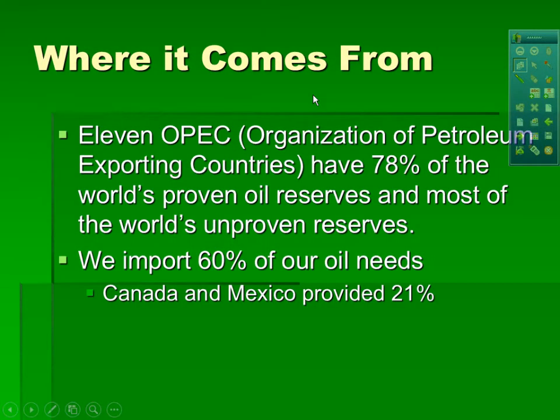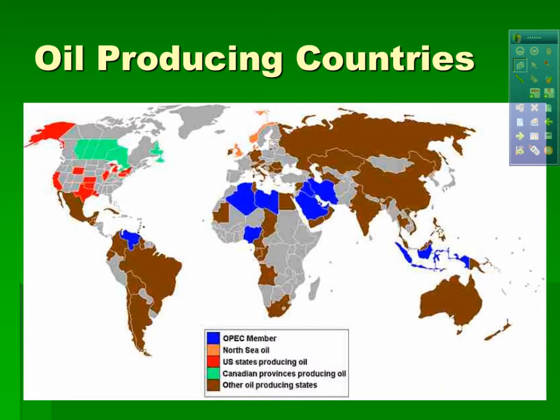Okay, so the Organization of Petroleum Exporting Countries has 78% of the oil reserves, and most of what we have not proven but we think is there. 60% of our oil is imported from those countries. Canada and Mexico have provided 21%. The Middle East is a constant battle, and that gets into the politics of it. But we're getting our oil not from the U.S. but from other places.